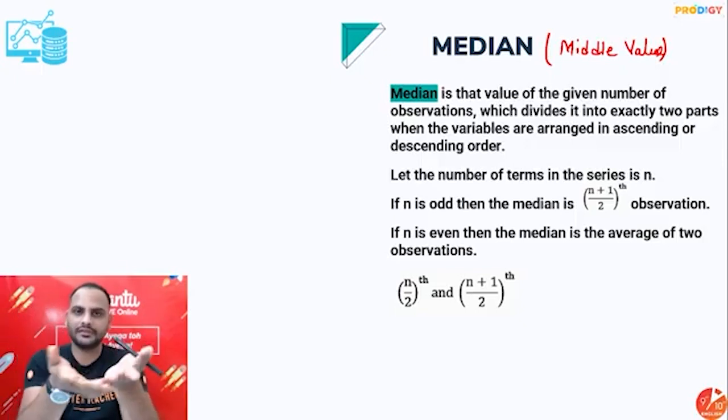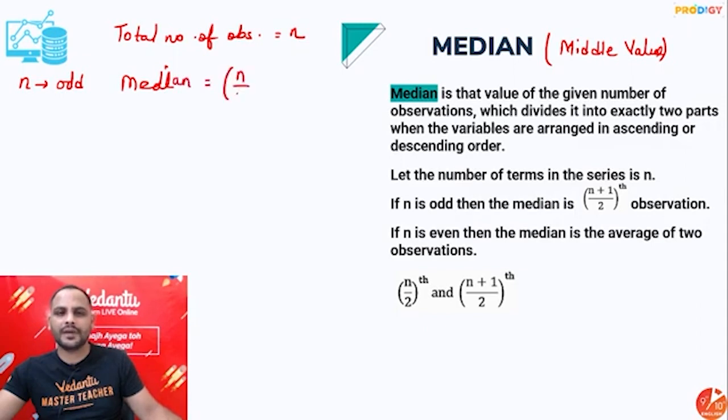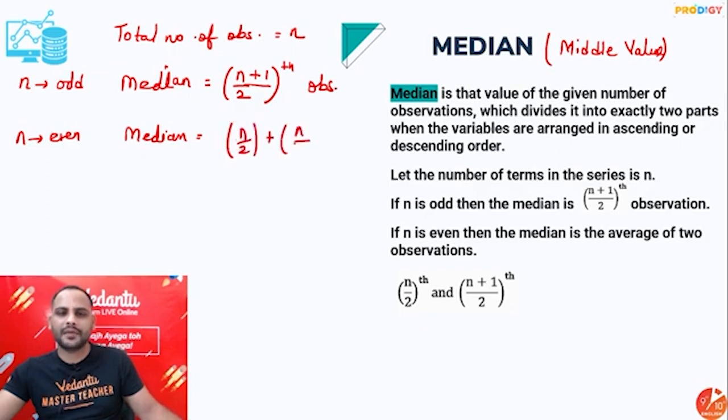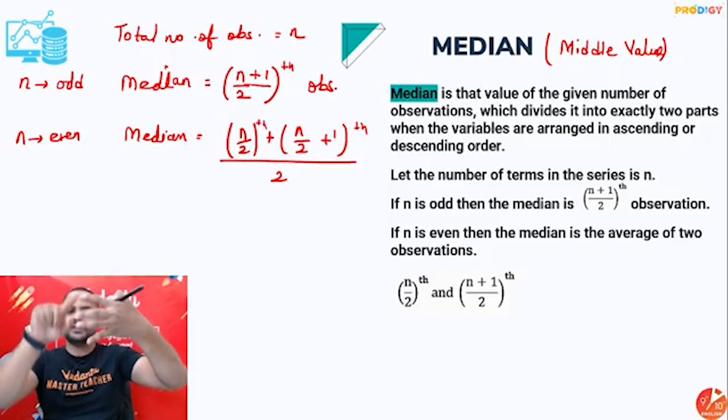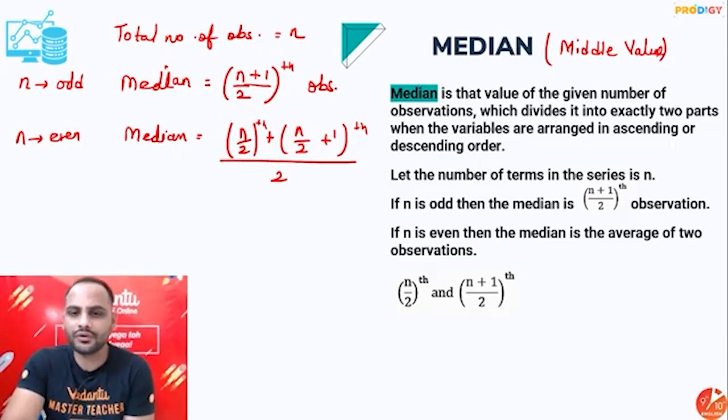Now, as you have learned in the previous grades as well, median depends upon the total number of observations. Let's say your total number of observations is n. If n is odd, the median will be the ((n plus 1) by 2)th observation. And if n is even, the median will be the average of the (n by 2)th and (n by 2 plus 1)th observations. Because if I have 3 terms, I can say this term is in the middle. But when I have 4 terms, these 2 are in the middle, so I'll take their average. Alright, take care. So that is your median.